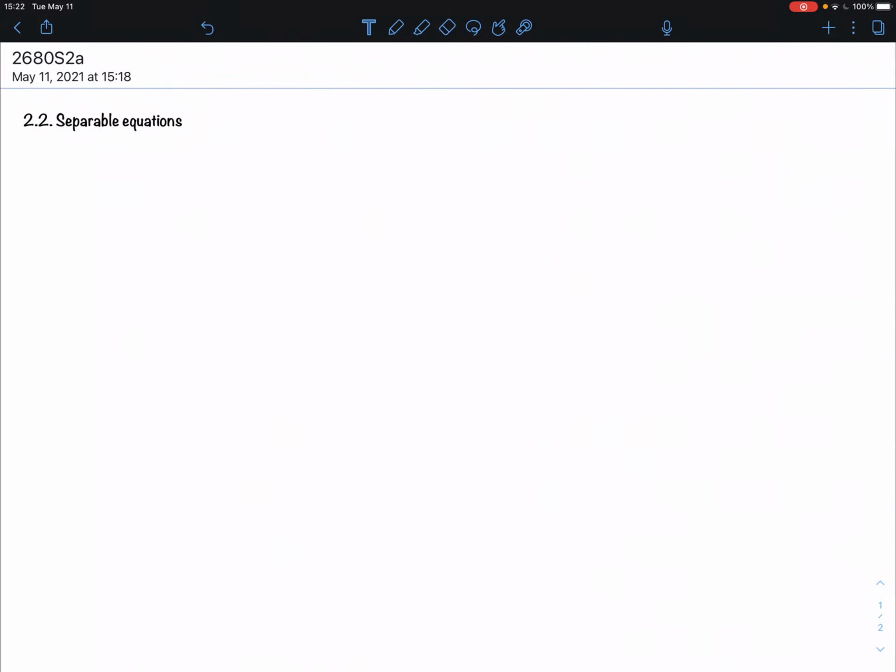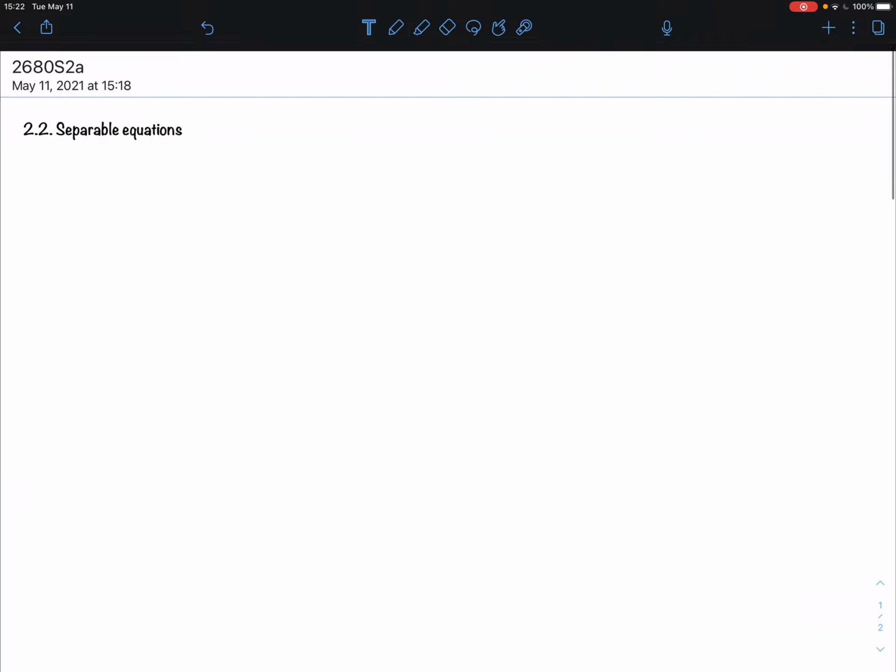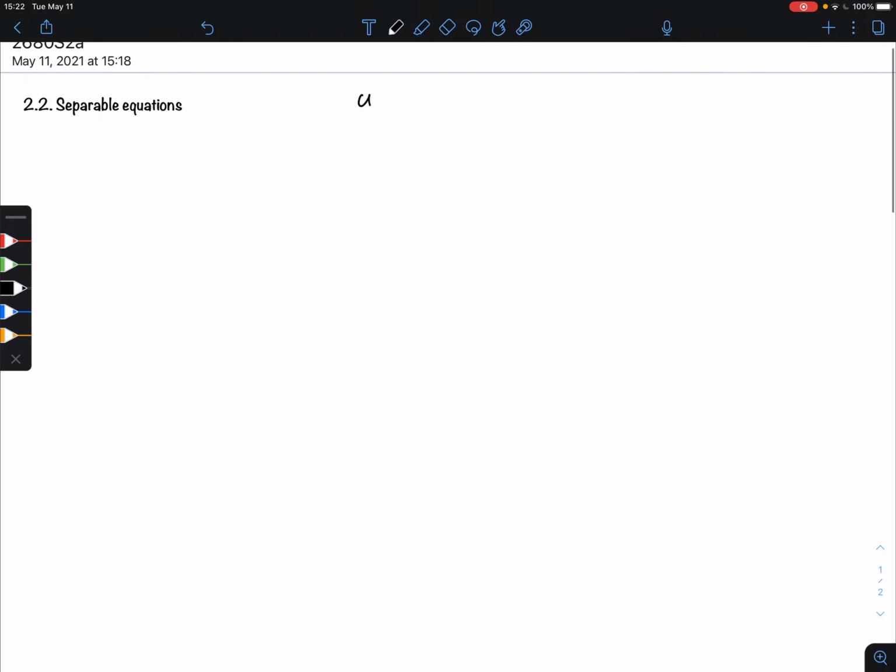Hello everybody. So we continue with our first order differential equations. I remind you this looks like y prime equals some expression in x and y, which can be very general. And the first part we did was linear, where this was a linear function in y.